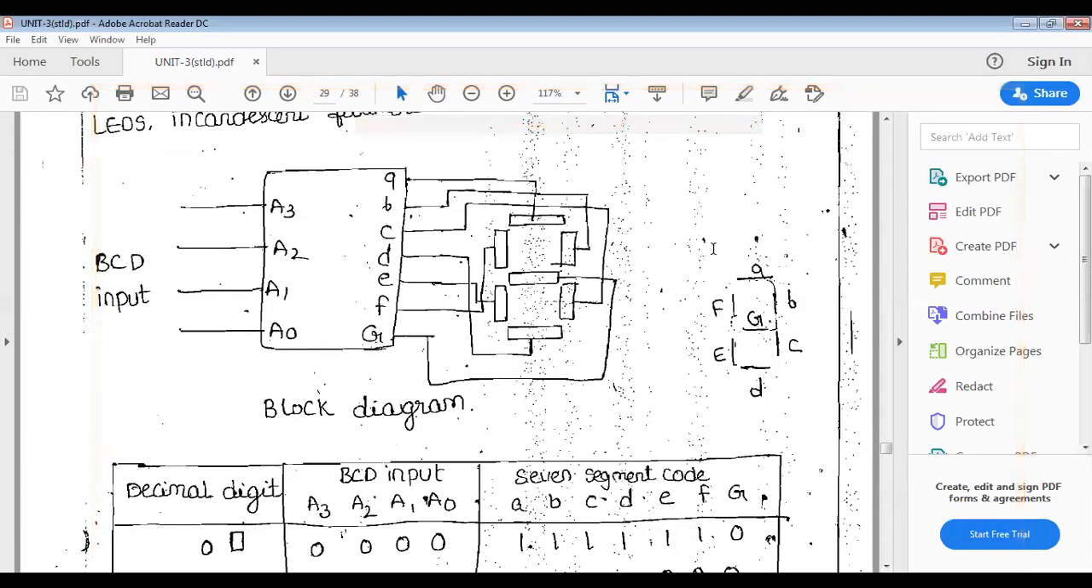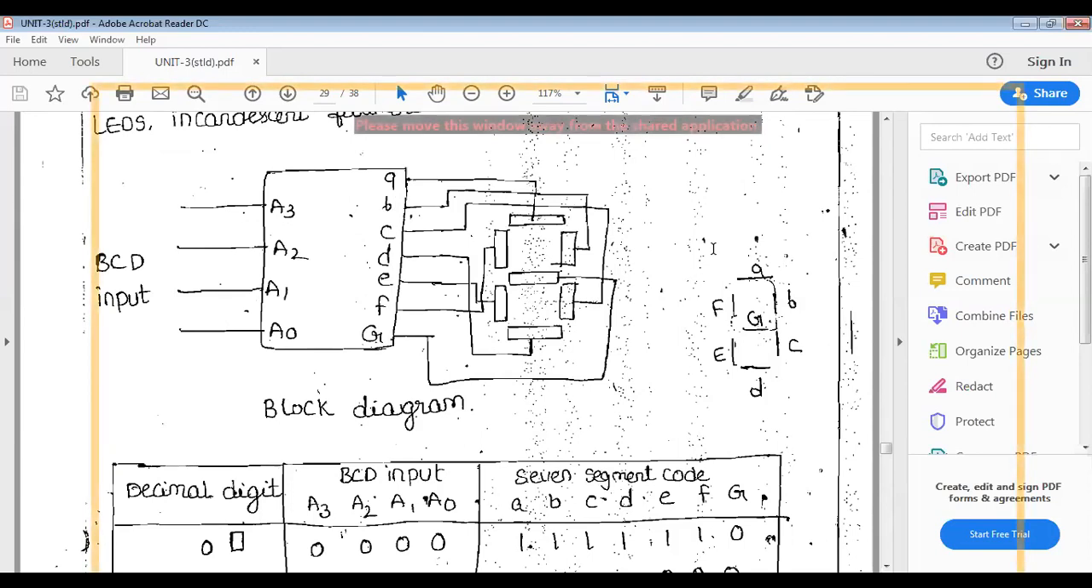Then it displays 0, 1, 2, and so on up to the 9 values. To display the 10, it requires another 7-segment. So 1 digit and 2 digits. It requires the 2 digits. It requires the 2 7-segment decoders.